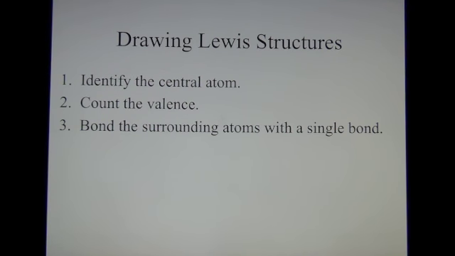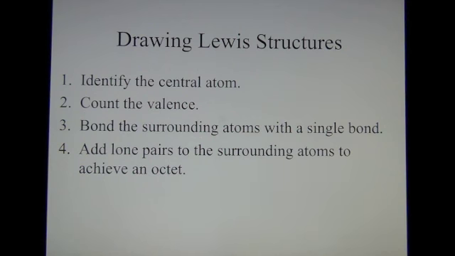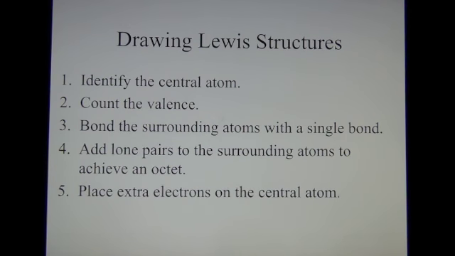So you identify the central, count the valence, try the single bond, and then we need to give the surrounding atoms an octet. We need to make sure that they have 8 electrons, and you do this by adding lone pairs, by adding pairs of electrons around that surrounding atom until they get up to the 8 that they need for stability. And then finally, if you ever have any electrons left over from the valence, extra electrons always get to go on the central atom.